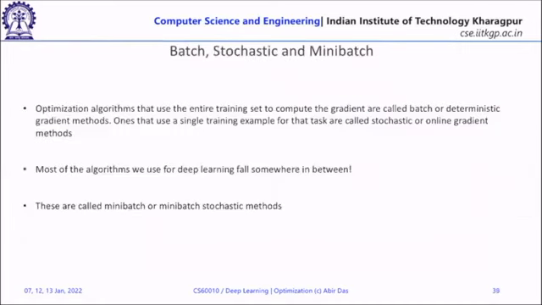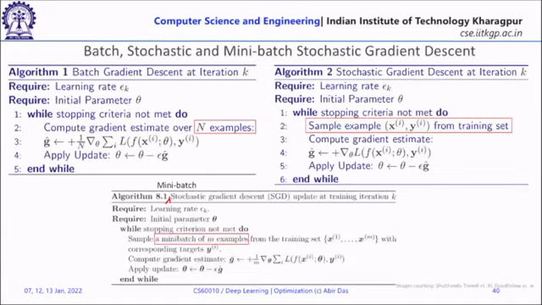This is just the summary of what I told in this. So stochastic or online gradient descent is when you compute one single example's loss and compute the gradient. Batch is when you compute all the examples' loss, average it, compute the gradient and take the step. And mini batch is in between. So just the last slide, showing the difference between these three.